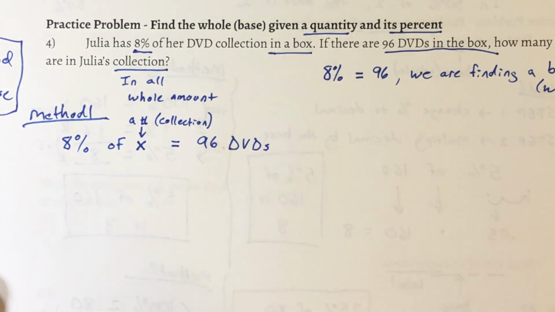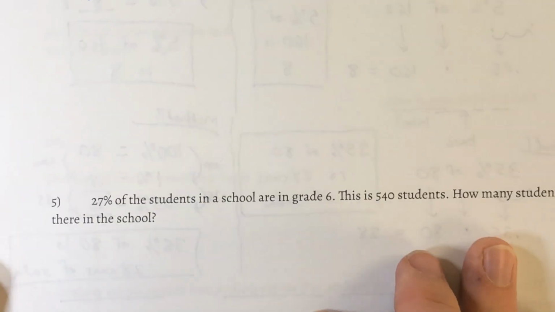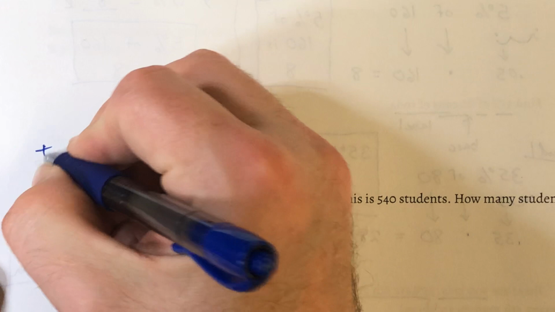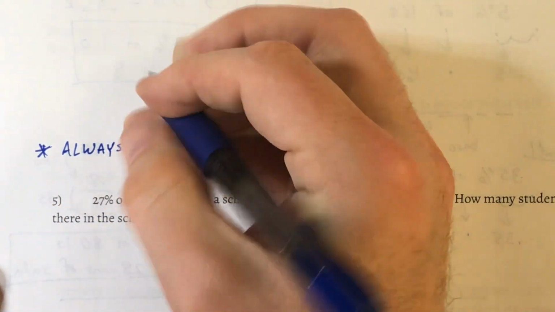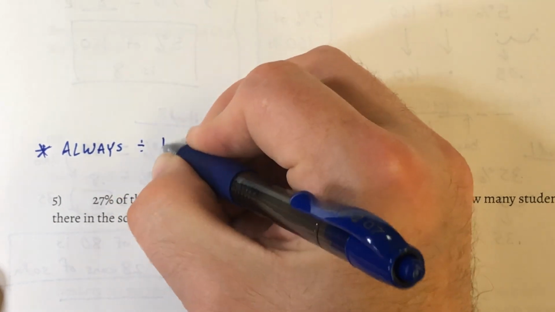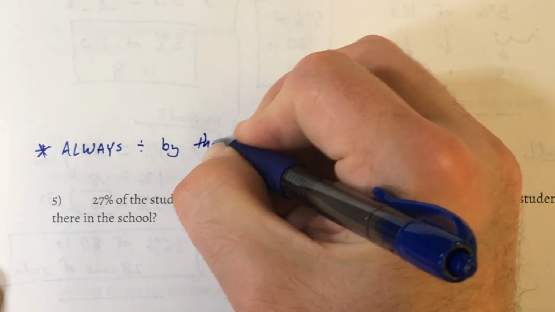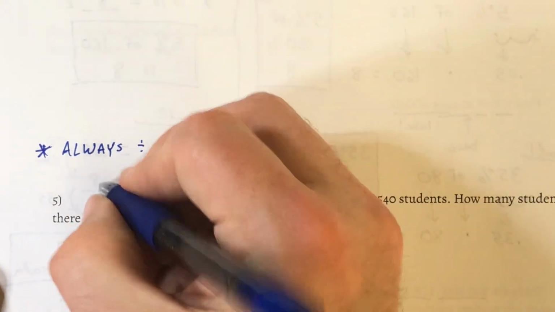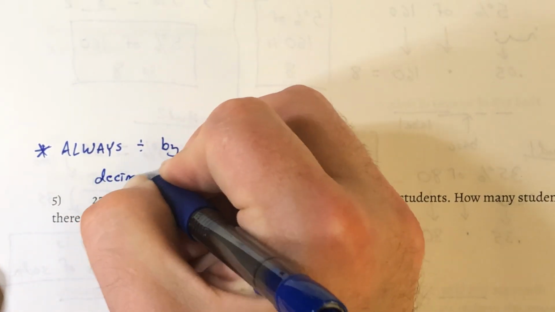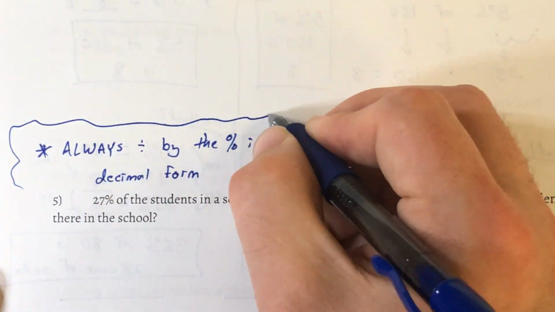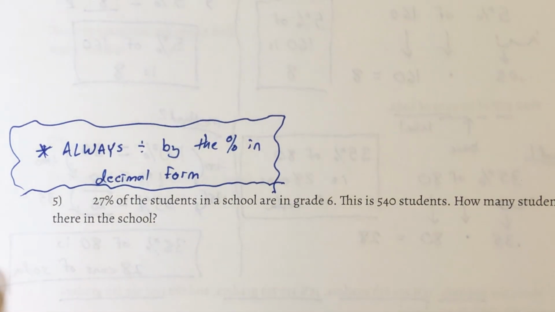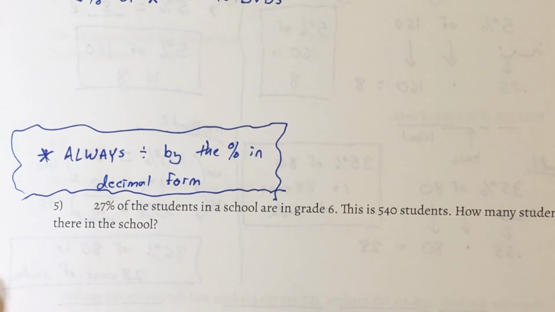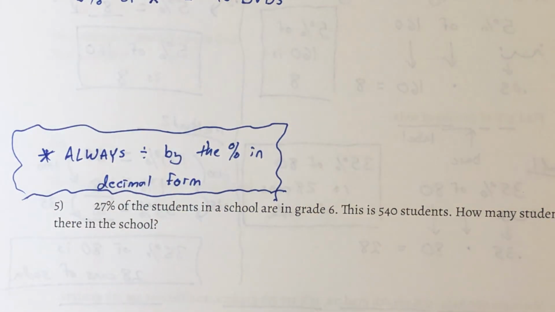All right, now what do you do with this? Well, let's write our little rule down here. On base problems, you're always going to divide by the percent in decimal form. If you remember, finding percents of numbers, we multiplied by the percent in decimal form. So bases are opposites.